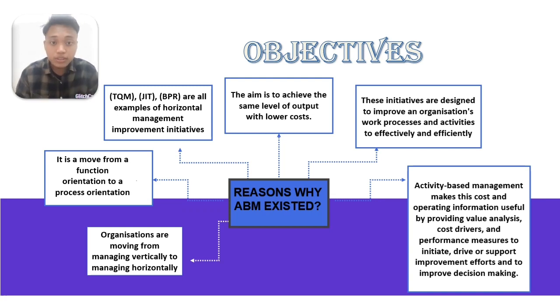Activity-based costing or activity-based management fills the information need by providing cost and operating information that mirror the horizontal view. The focus of ABC is accurate information about the true cost of products, services, processes, activities, distribution channels, customers, agents, and contracts. Activity-based management makes this cost and operating information useful by providing value analysis, cost drivers, and performance measures to initiate, drive, or support improvement efforts, and to improve decision making.